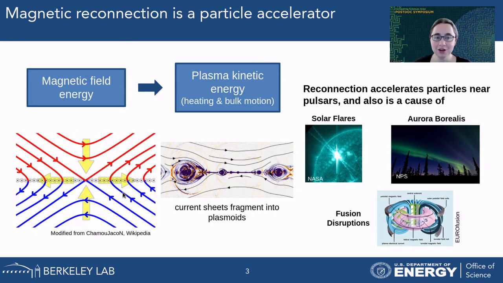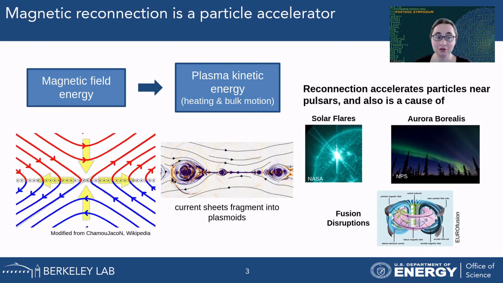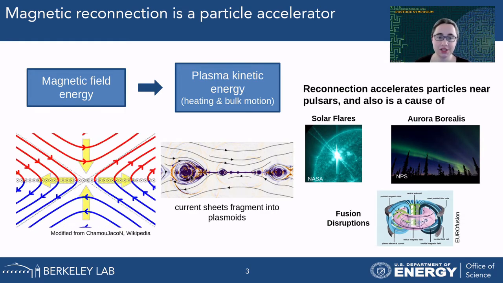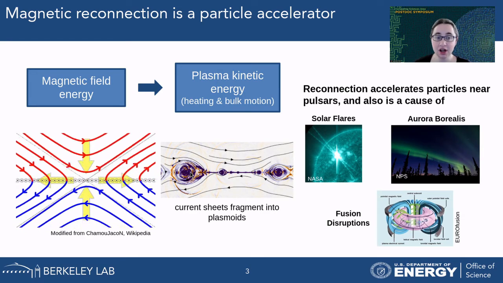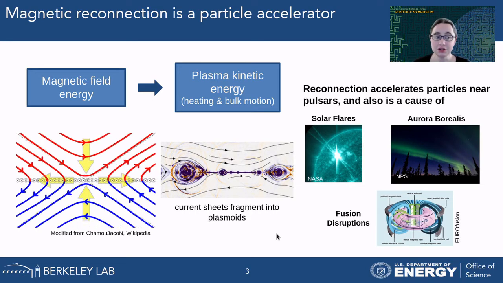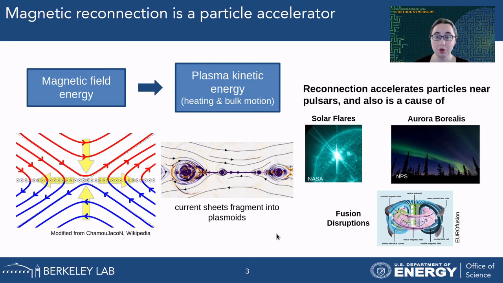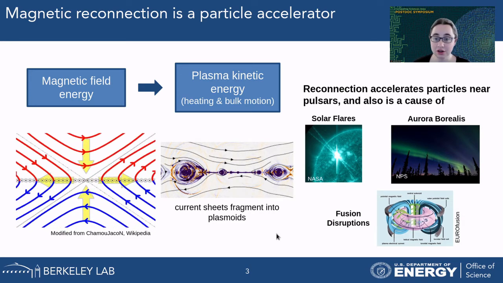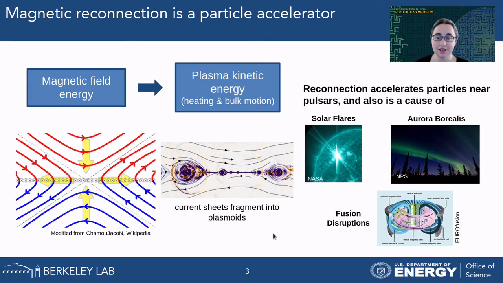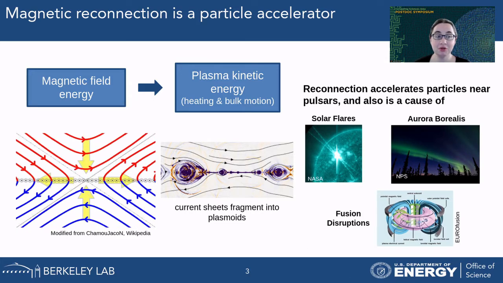As this happens, the current sheet won't stay in this nice little line. It'll fragment into what are called flux ropes due to the plasmoid instability. So these structures are characteristic of magnetic reconnection and are something that we'll see in our simulations later. In addition to being the likely source of particle acceleration near pulsars, reconnection is also a cause of solar flares, the aurora borealis, and in less astrophysical terms, can be a problem in fusion reactors.